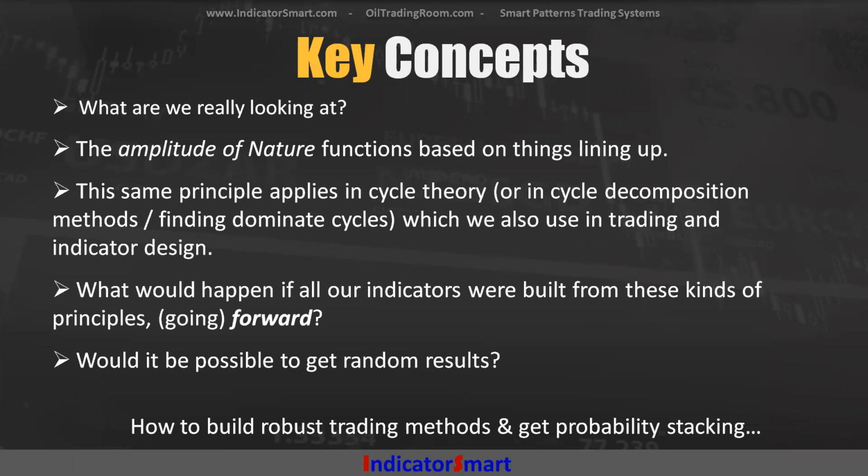If you got a bunch of sine waves on a page, at certain points they're all going to line up, and where they line up, you're going to get the strongest signal. It's the same concept. But what would happen if all of our indicators were built from these kinds of principles going forward? Would it be possible to get random results? Well, as we just said, if 2 of them failed and you had 5, it'd be really hard for it to fail if you're designing based on this principle.